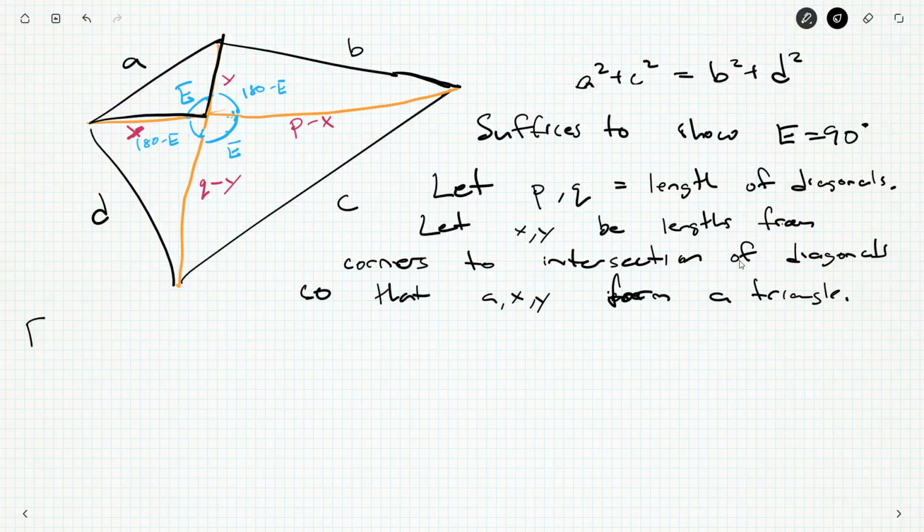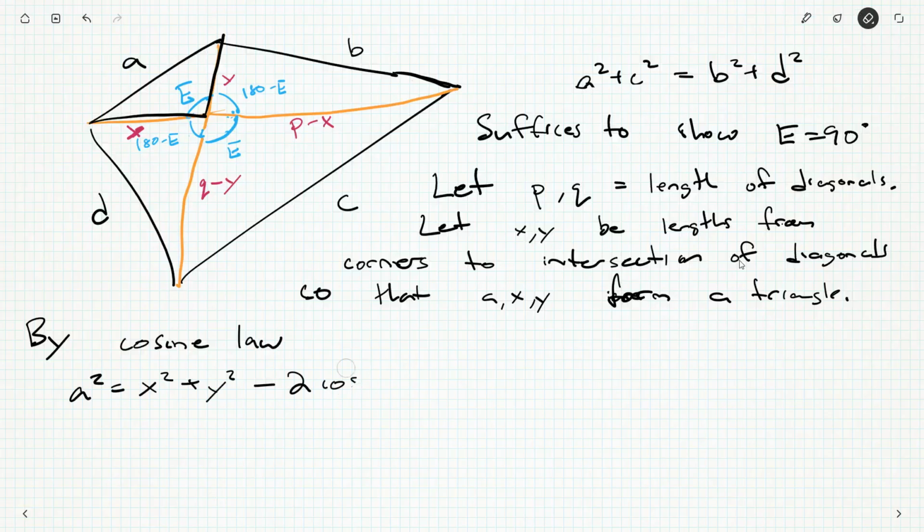By cosine law, we're going to have 4 cosine laws, so I'm hoping that there's something else we can do. But when we're talking about an angle and we have the diagram labeled, with the a squareds and the c squareds and the b squareds and the d squareds, that's really the only thing I can think of, is cosine law. So a squared is x squared plus y squared minus 2xy cosine E.